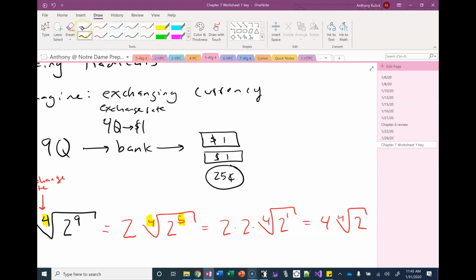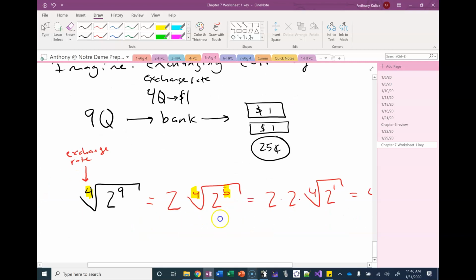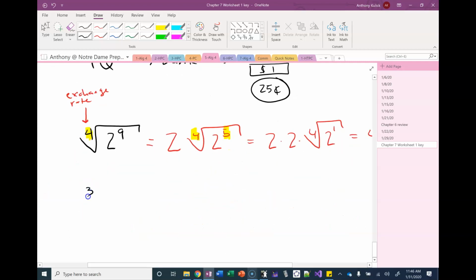The nice part about thinking about the problem in this way is that these are largely problems we can now do in our head, right? We don't have to write a lot down. Let's do another. Sound good? So let's say we have the 3rd root of 5 to the 11th. What's the exchange rate in this problem?